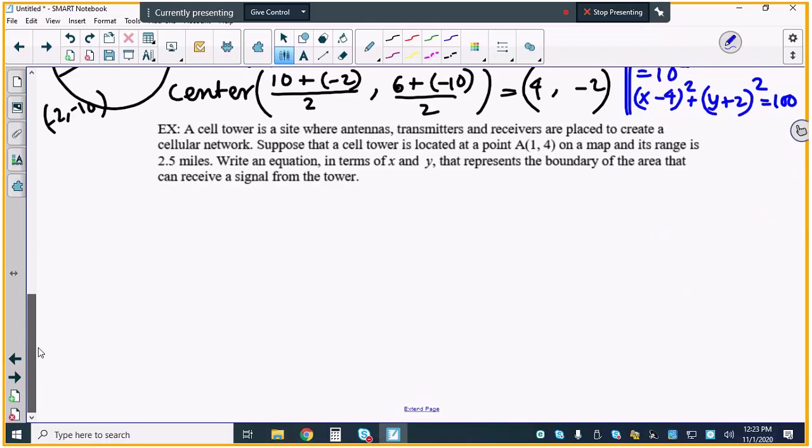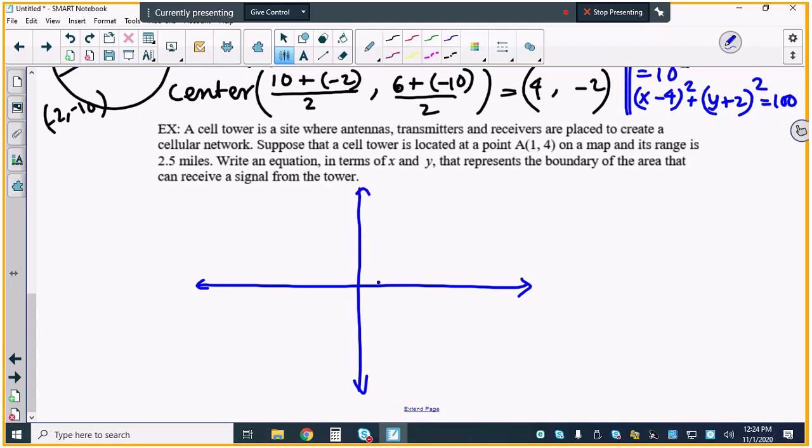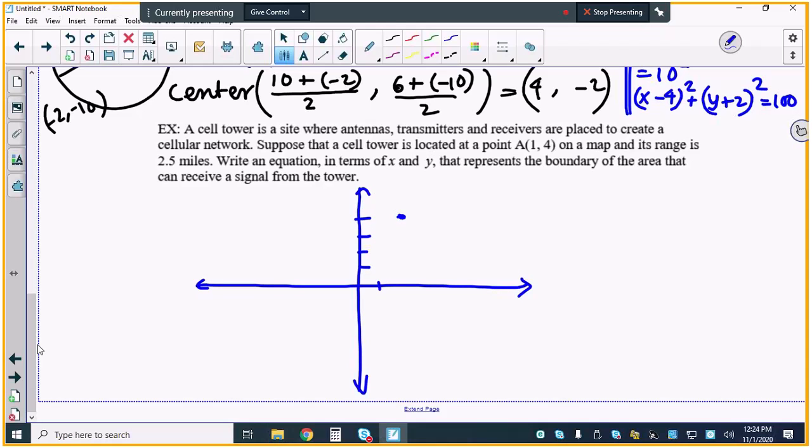Word problem. A cell tower is a site where antennas, transmitters and receivers are placed to create a cellular network. Suppose that a cell tower is located at the point (1, 4). So it clearly is talking about the plane. So let's go ahead and do (1, 4). x equal to 1, y equal to 1, 2, 3, 4. So somewhere here on a map, and its range is 2.5 miles. So you are going to think about a radius of 2.5 miles along this circle.